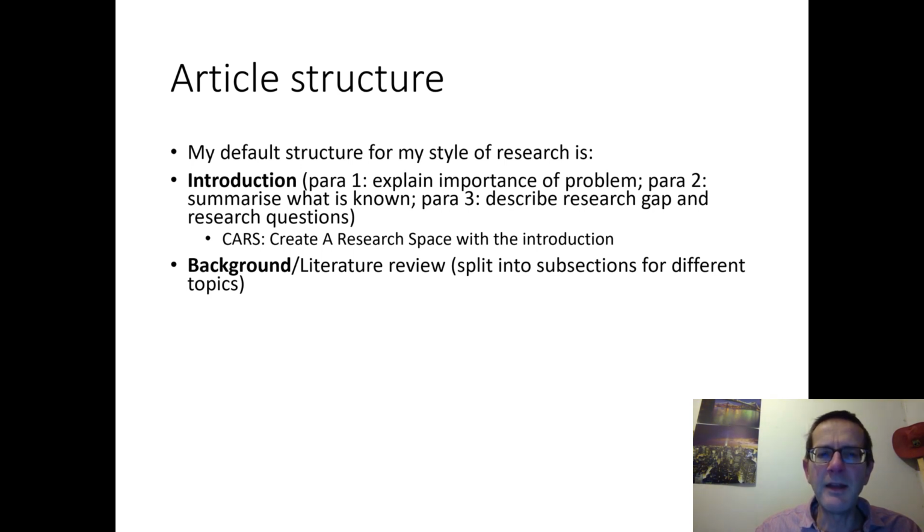And so in almost all fields, the background and literature review would be the second thing, but in some areas of computing they put it near the end. But in the social sciences, I think we all put it second after the introduction. And it splits into subsections for different topics. So to help you organise, if you have to give subsections with headings, it helps you organise and helps the reader to understand what you're covering.